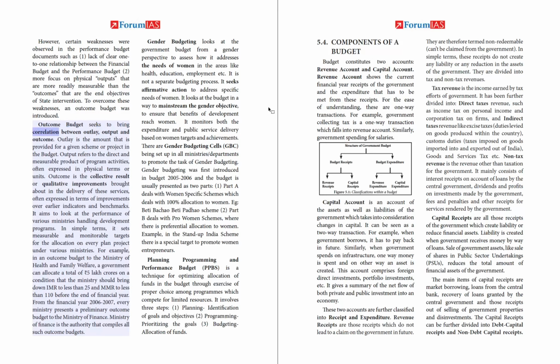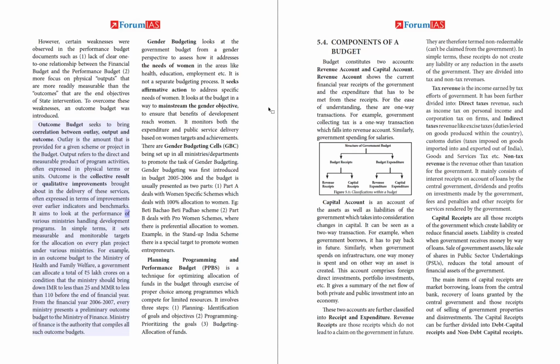Outcome budget seeks to bring correlation between outlay, output, and outcome. Outlay is the amount that is provided for a given scheme or project in the budget. Output refers to the direct and measurable product of program activities, often expressed in physical terms or units. Outcome is the collective result or qualitative improvements brought about in the delivery of these services, often expressed in terms of improvements over earlier indicators and benchmarks.